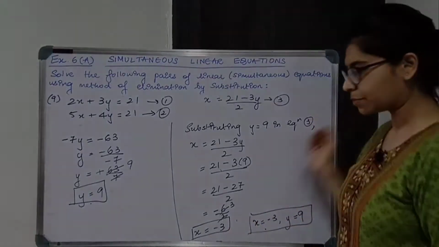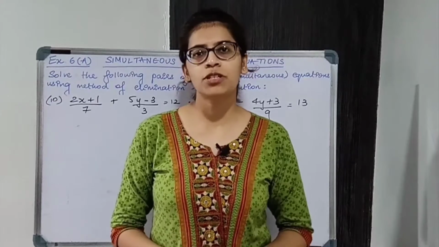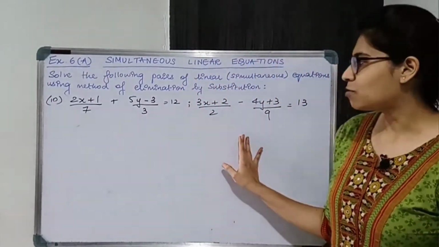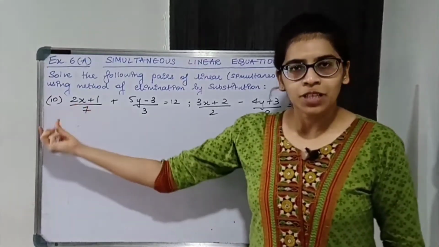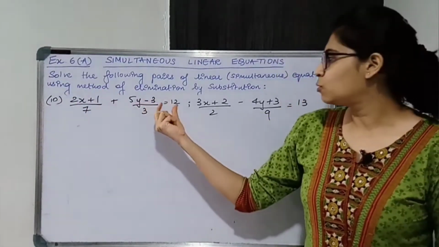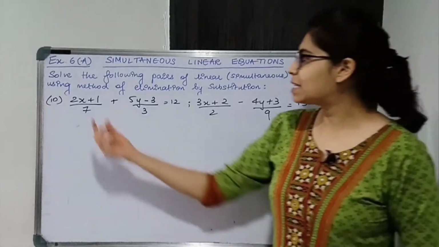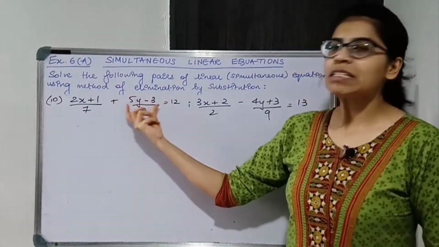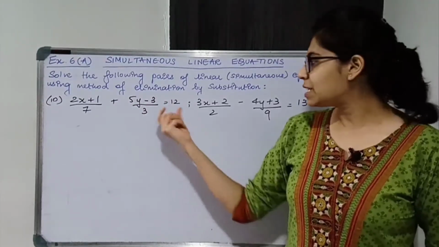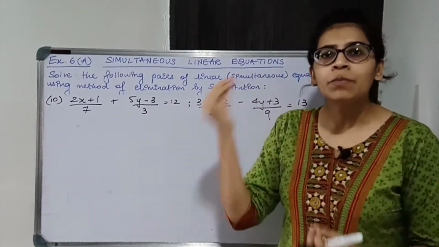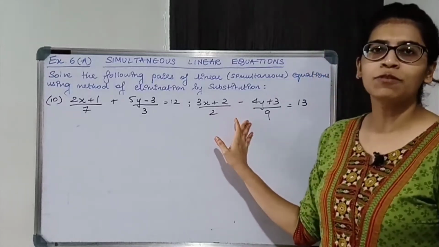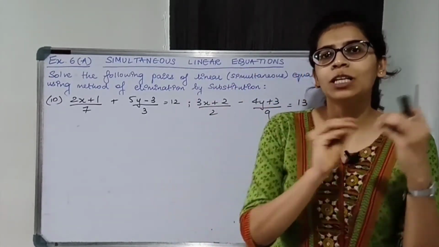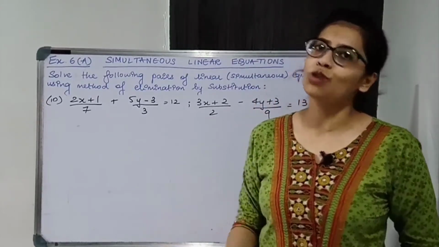Alright. Coming to question number 10. Now over here if you look at both the equations, this is not something x plus something y is equal to some constant. Okay, there is 2x plus 1 the whole by 7, 5y minus 3 by 3, is equal to 12. So this is not in simplified manner. Even this is not in simplified manner. Let us simplify this. Let us bring it in the form something x plus something y is equal to constant.